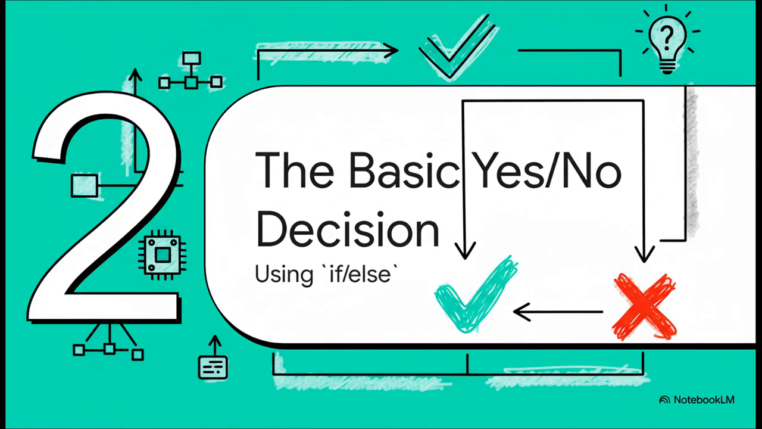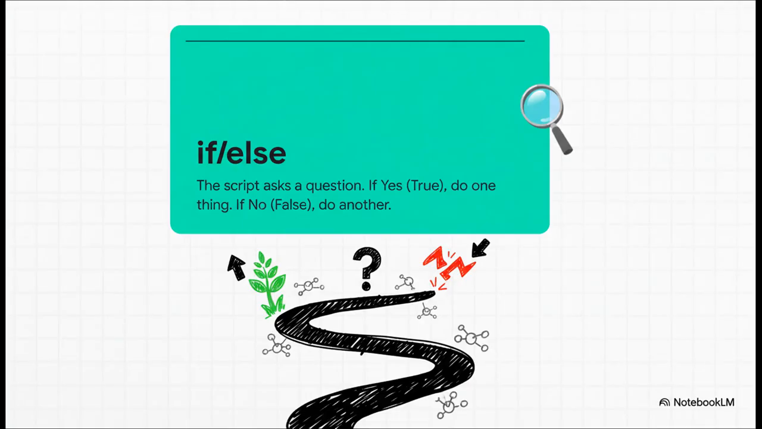So, we're going to start with the most basic building block of decision-making in pretty much any programming language. This is how your script learns to answer a simple but powerful question, yes or no. And that, of course, is the if-else statement. The best way to think about it is like a fork in the road for your code. The script gets to a question. If the answer is yes, or true in Python terms, it goes down one path. If the answer is no, or false, it takes the other path.